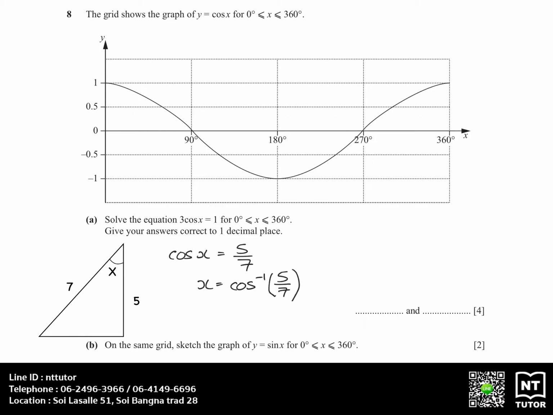of 5 over 7. So when you want to solve 3 cos x equals 1, all you need to do is make cos x the subject of the formula first. Then you can solve for x using inverse cos.